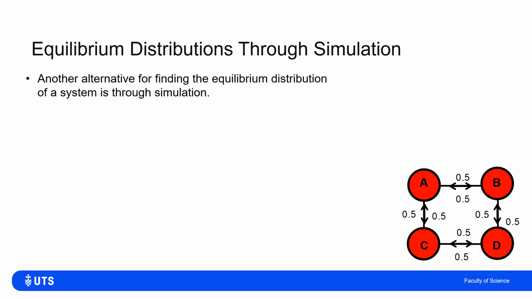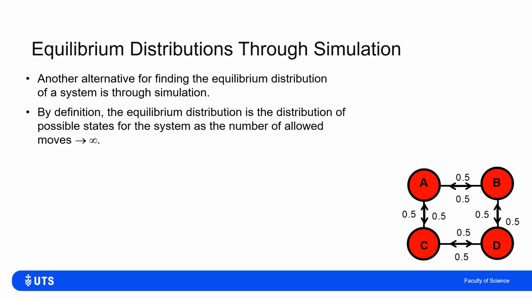One thing that we can do, though, is simulation. We can simply say, okay, that diagram represents the rules of this Markov chain. Let's run this Markov chain. Obviously, we can't run it for infinite moves, but we can run it for a large number and see what we're seeing.